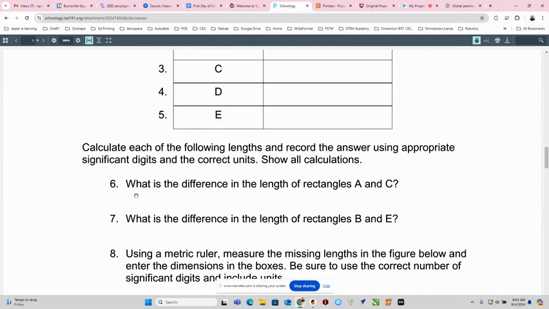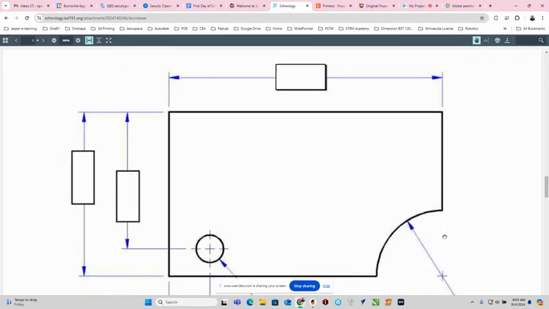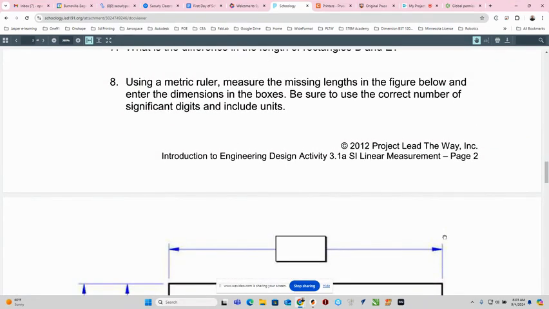Then you'll do some calculations. You'll take A and C, and you want to know the difference between those, so take A and subtract it from C, and then the same with B and E. Hopefully you have a ruler with a metric side on it, and hopefully a ruler with a US side on it. Hopefully I have one with both on it.